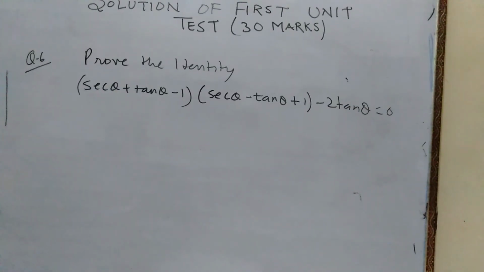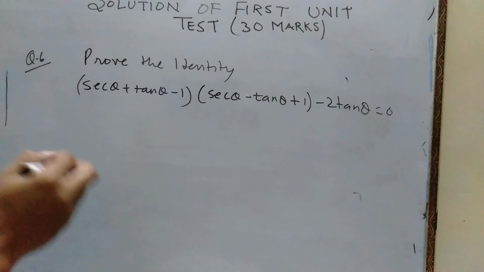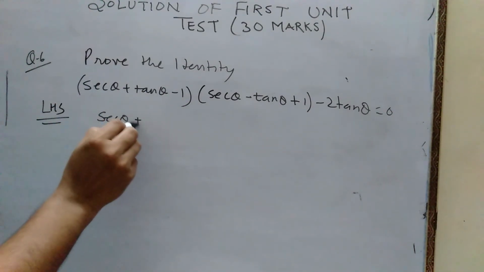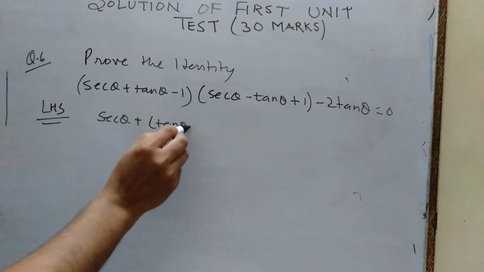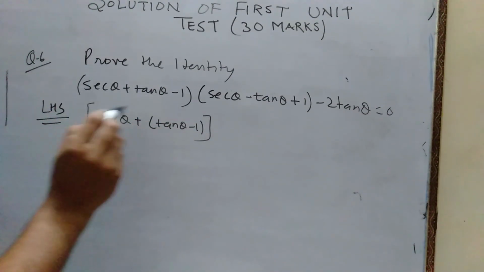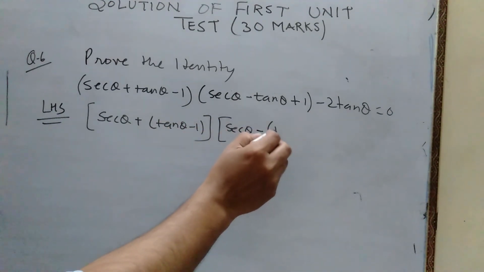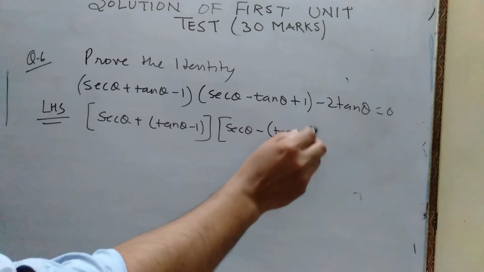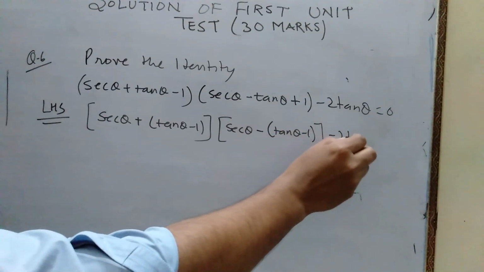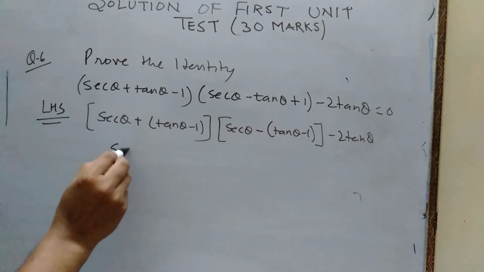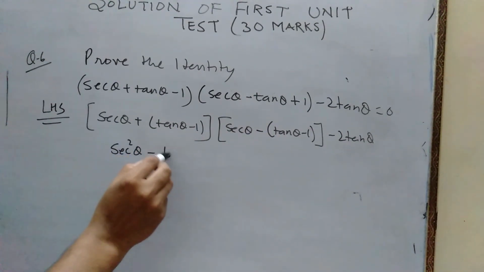In this question we have to prove that (sec theta plus tan theta minus 1) upon (sec theta minus tan theta plus 1) minus 2 tan theta is equal to 0. We will take the LHS. So sec theta plus tan theta minus 1, and in the denominator sec theta, taking minus common, minus (tan theta minus 1), bracket close. So a plus b, a minus b, gives a square minus b square.